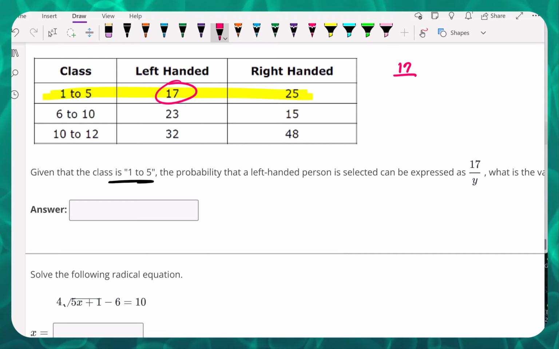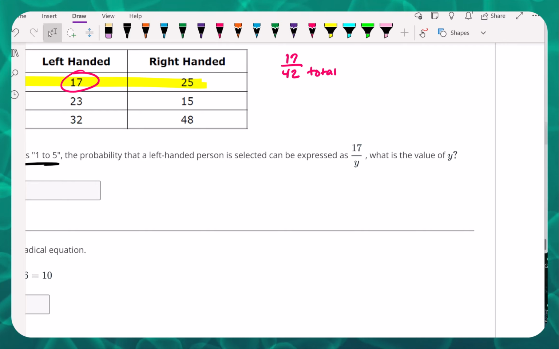So a left-handed person is selected. I'm going to say that's 17 out of the total. How many total do I have in the class? I have 42. Now this question's a little odd. It says, what is the value of y? So I figured out the probability. So y is going to be 42.